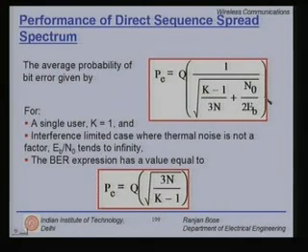So please note that for large EB to N naught, this N naught over EB tends to 0, and you can directly get the probability of error as Q under root of 3N over K minus 1. Please also note that if you put K equal to 1 here, the first term vanishes, and you will have Pe equal to Q under root of 2 EB over N naught, the standard modulation technique, binary FSK.